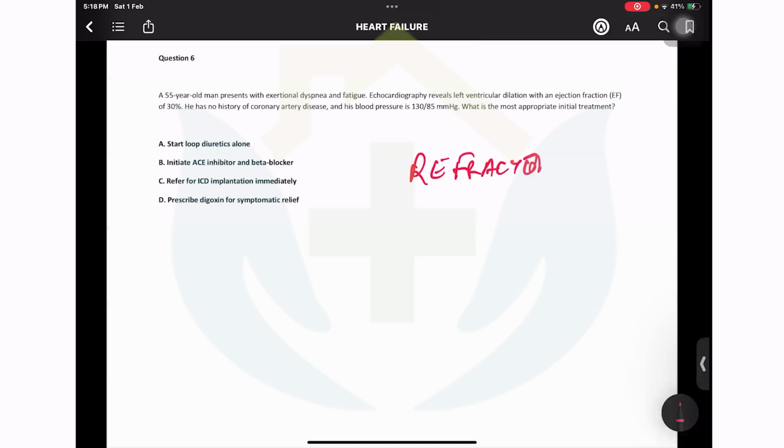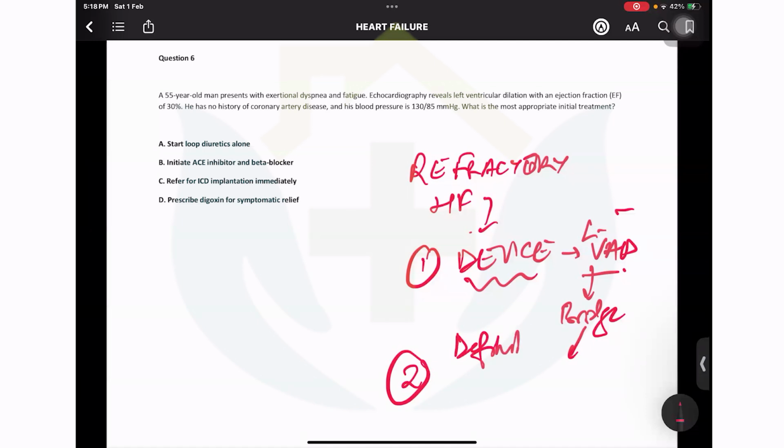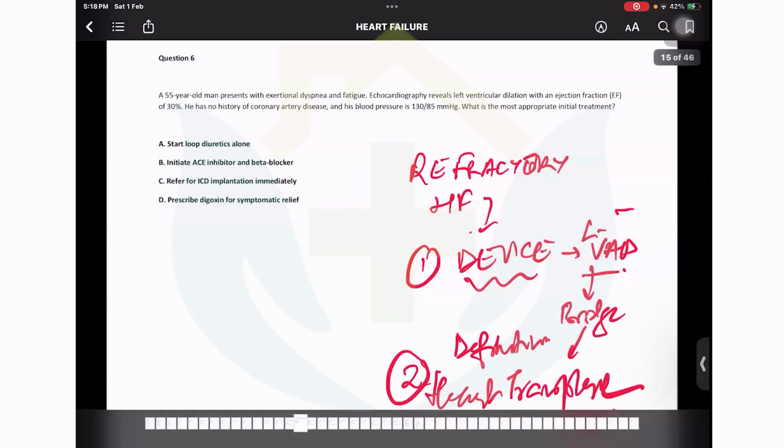Assist devices, sir. Now you have to initiate a device, an implantable ventricular assist device. So what kind of device? Ventricular assist device, VAD. So this patient needs an LVAD. Okay. So let us say LVAD is a bridge therapy. So what will be the definitive therapy? Number 2. Transplant. Yes. So the next will be heart transplant. Very good. So everything is included.